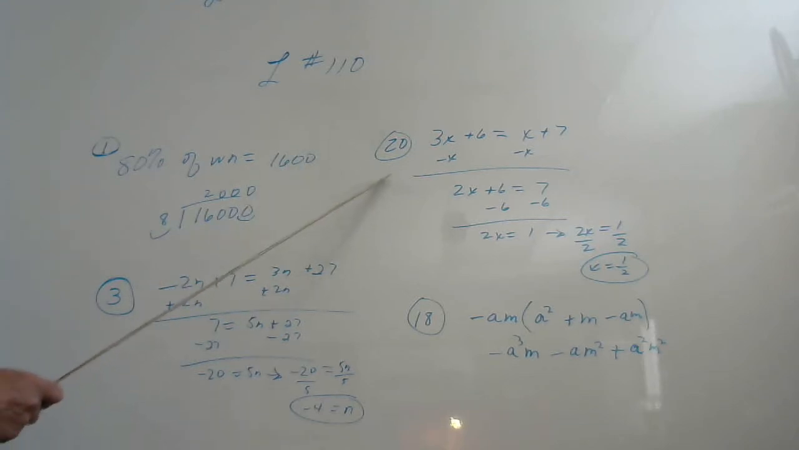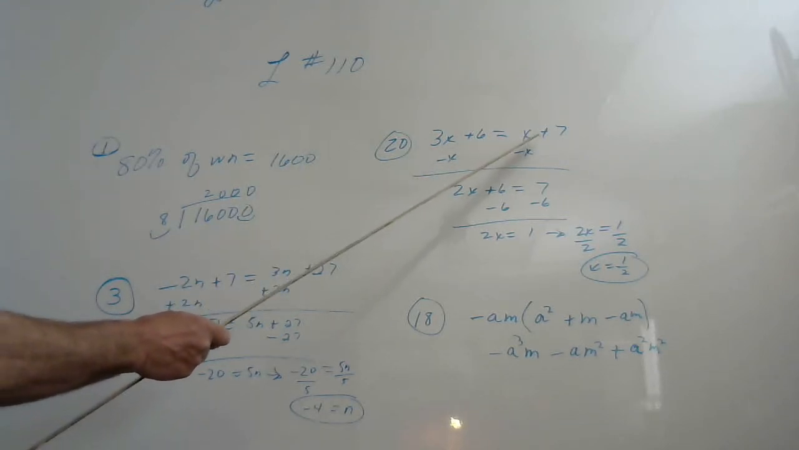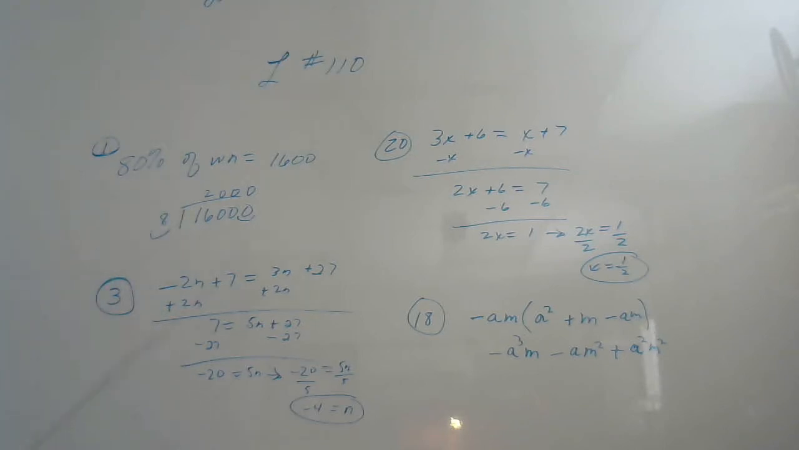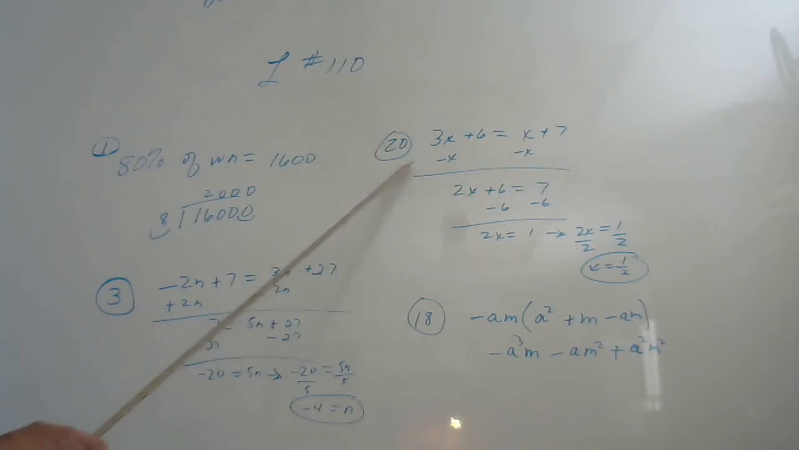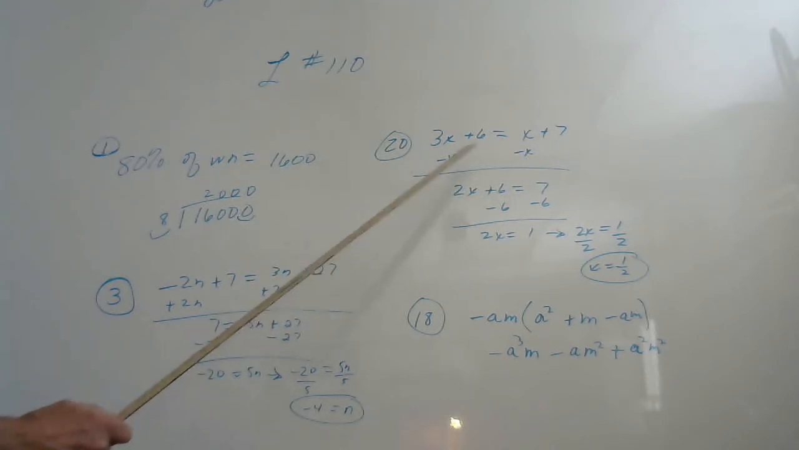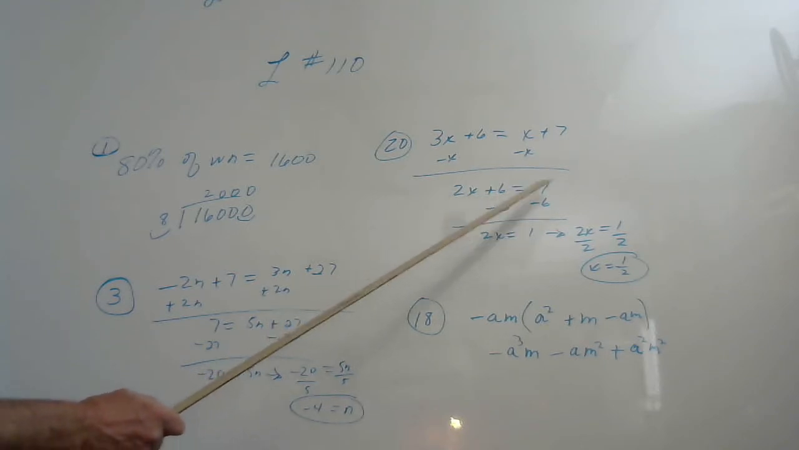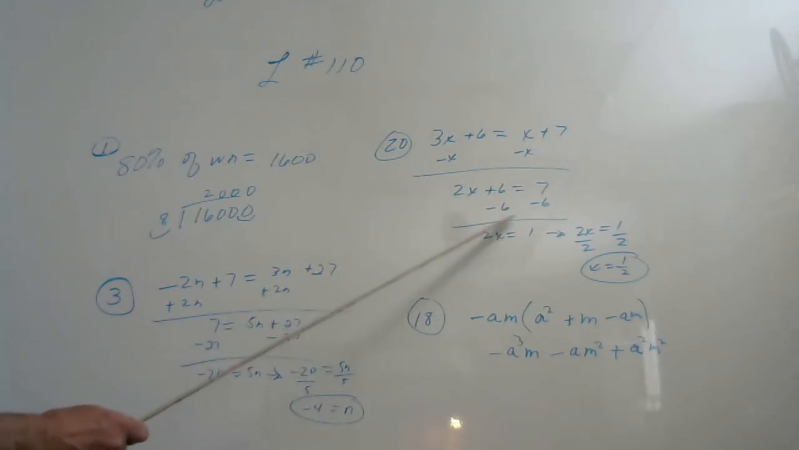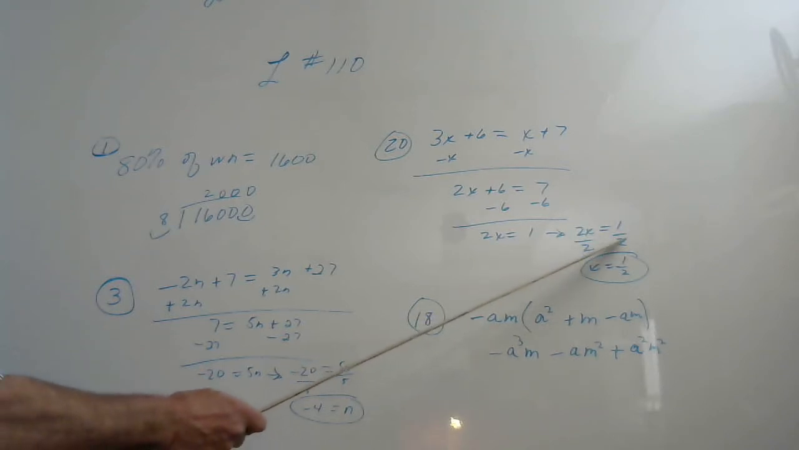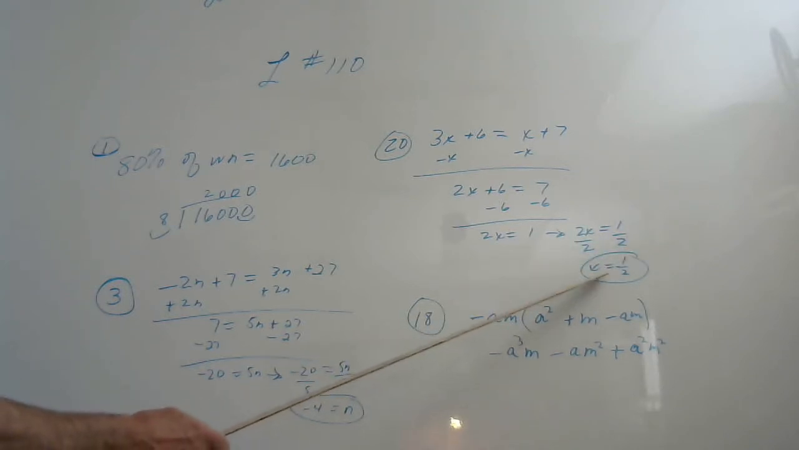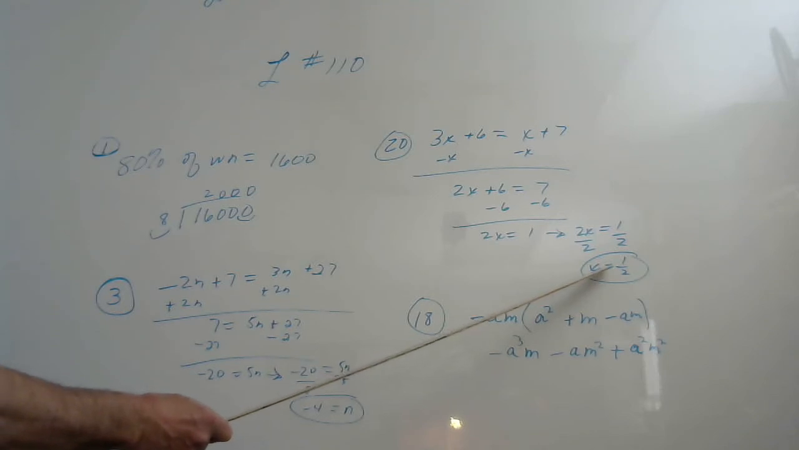Number 20 is 3x plus 6 equals x plus 7. Okay, same process that I used here, I'm going to do here. I like keeping my variables positive. So this is a positive x. To move it over here, I have to subtract. Negative x, negative x. I've got 2x plus 6 equals 7. Well, I need to get my whole number over here. It's a positive, so I subtract. Negative 6, negative 6. I'm left with 2x equals 1. Write it again, 2x equals 1, divide by 2 on both sides. I'm left with the answer x equals 1/2.